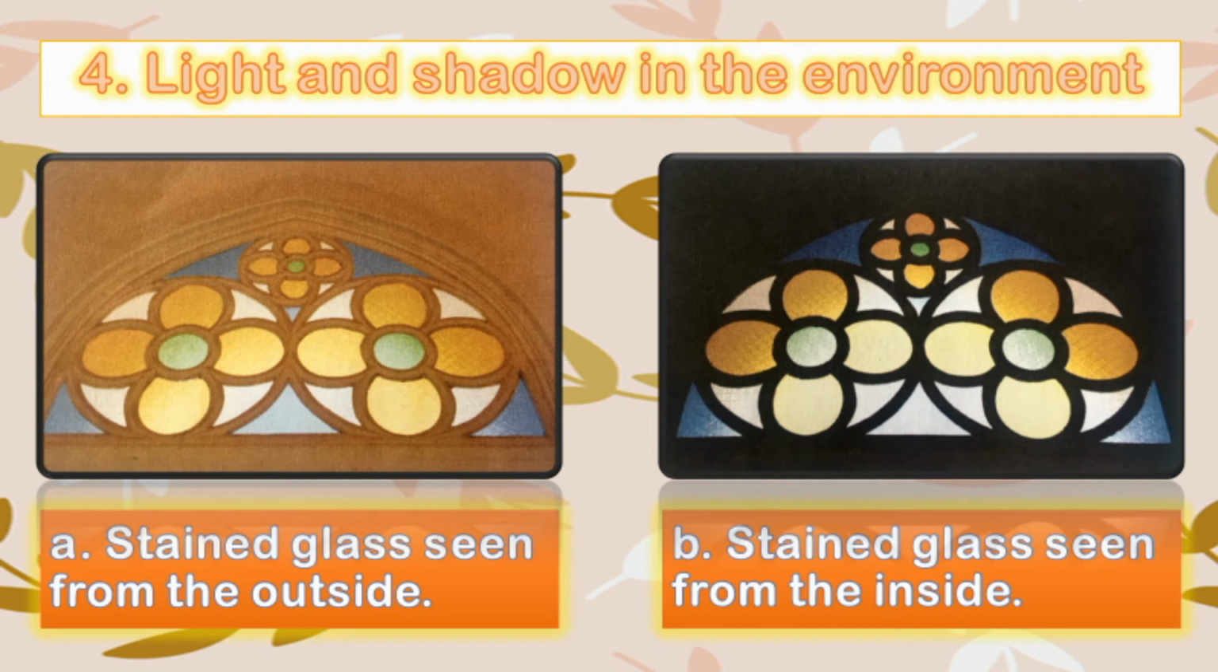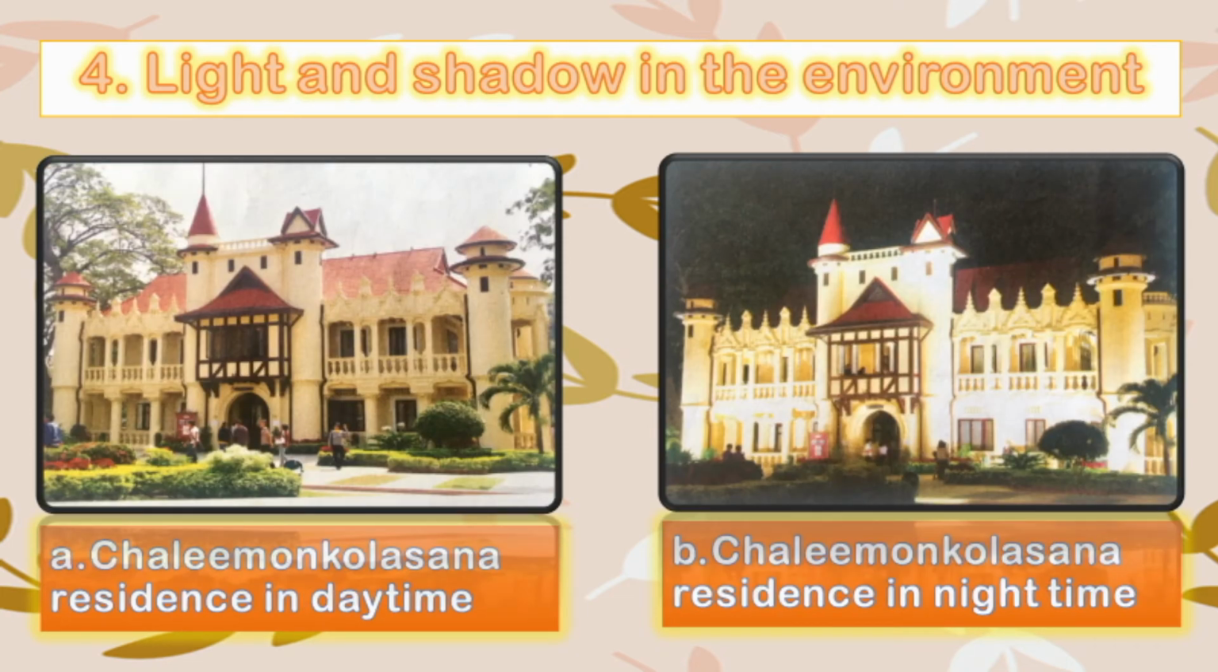For number 4, light and shadow in the environment. In letter A, stained glass seen from the outside. Letter B, stained glass seen from the inside. Let's have another example for our number 4. In letter A, residence in daytime. Letter B, residence in nighttime. So in those pictures in our number 4, the source of light is from nature during daytime. And in our nighttime, the sources are limited, which is the electricity.